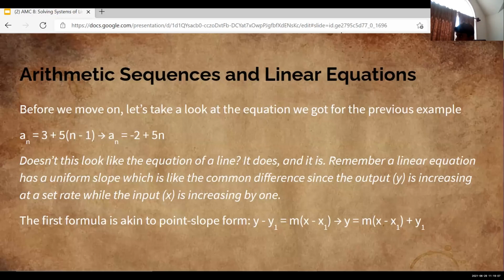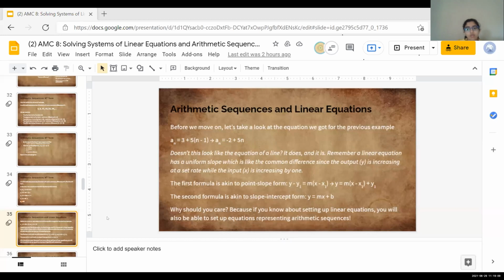So the first formula is basically akin to the point-slope form, and the second is akin to the slope-intercept form. So why should you care? Because if you know about setting up linear equations, you should also be able to set up linear equations representing arithmetic sequences.